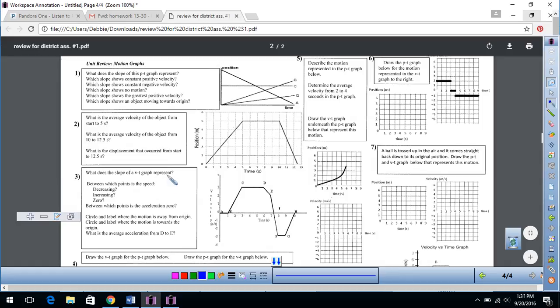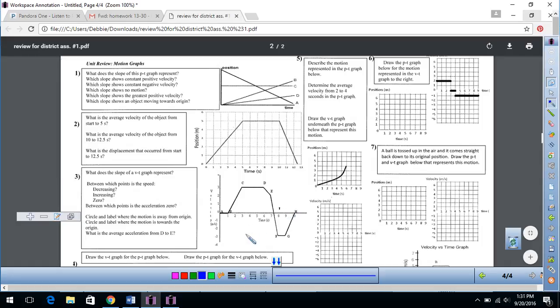All right, what does the slope of a V versus T graph represent? Acceleration. Between which points is the speed decreasing, increasing, or 0? I guess they're talking about here. So you're going to look for a positive slope for the speed to be increasing, or a negative slope for it to be decreasing. Here it goes back to the origin and through the origin. Here it goes back toward the origin.